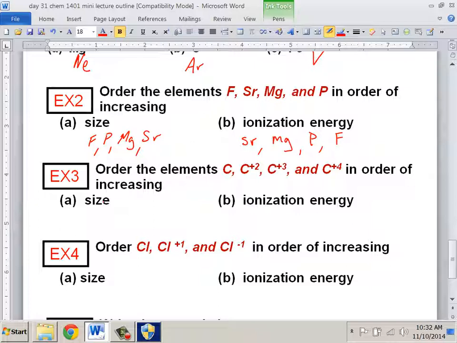Increasing size. A lot of folks have 2F C plus. You guys don't have anything written over here. What do you think? Now remember, what makes up size? The electrons. That's exactly it. So whoever has the most electrons is going to be the biggest.